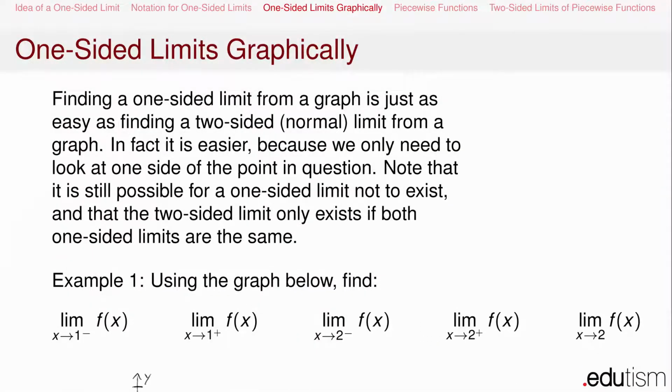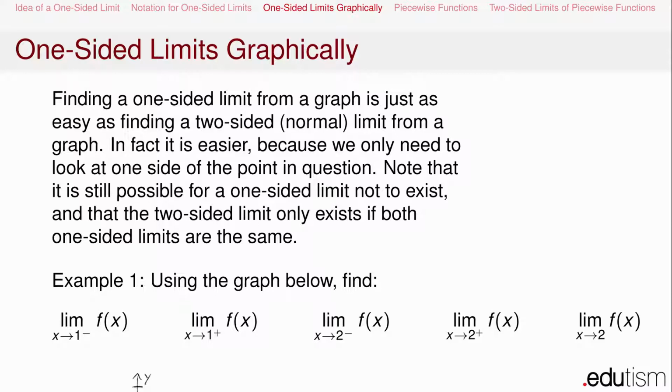One of the easiest situations in which to find a one-sided limit is a situation in which a graph of the function is given to you. Finding a one-sided limit from the graph is basically as easy as finding a normal two-sided limit from a graph. In fact, it turns out to be a little bit easier because we only need to look at one side of the point in question. We don't need to look at both sides.